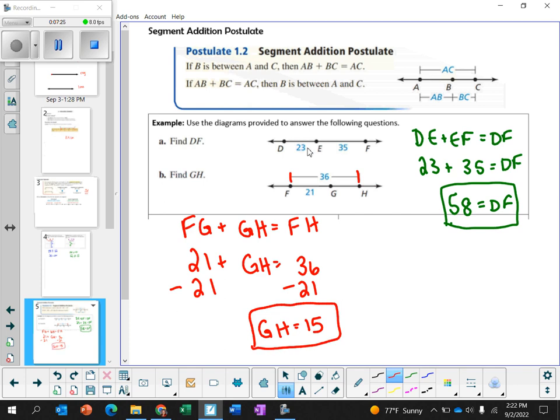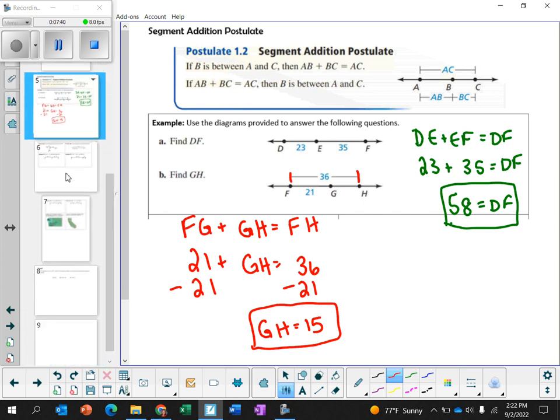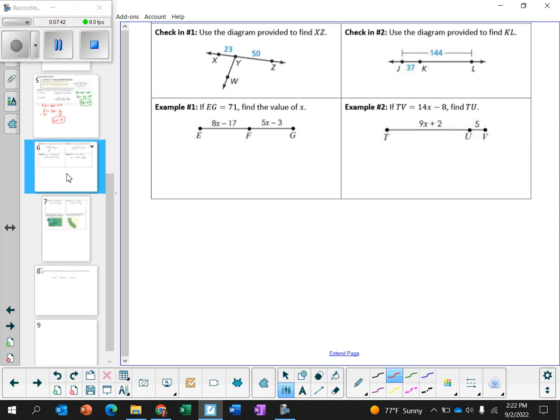If you recognize right away that DF is going to be those together, just add them. You don't have to make the equation, right? Same thing here. If you know we're going to take 36 minus 21, you can go ahead and do that. But you could also make the equation, plug everything in, and solve. So why don't you try the two check-ins, check-in number 1 and check-in number 2. Again, pause it so you could check your answers before we go on.